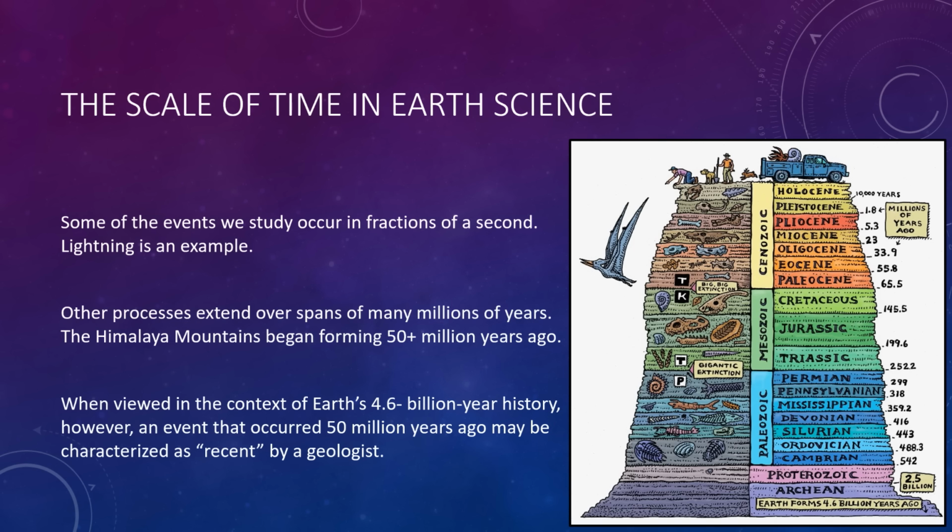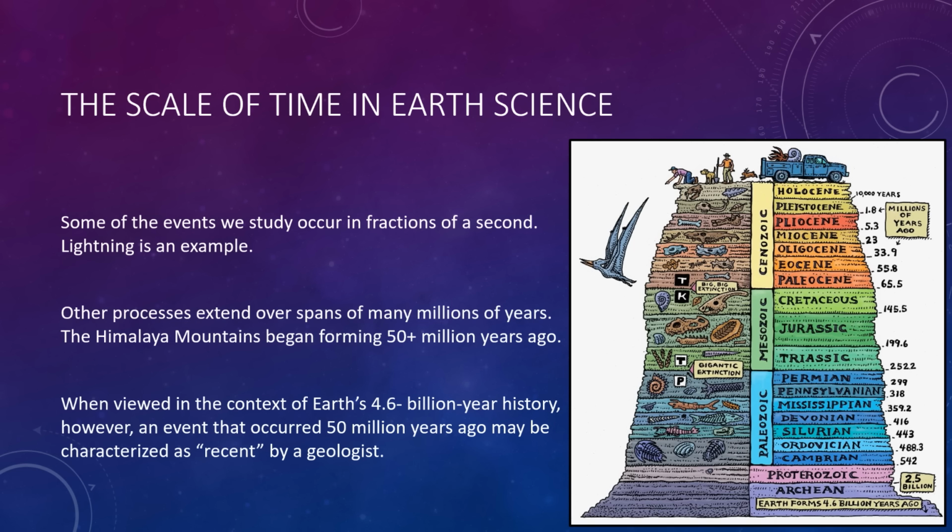When viewed in the context of Earth's 4.6 billion year history, an event that occurred 100 million years ago would be characterized as relatively recent to a geologist, and a rock sample that has been dated at 10 million years might be called young, even though when you think about 10 million years on a human timescale, that seems like a ridiculous amount of time.